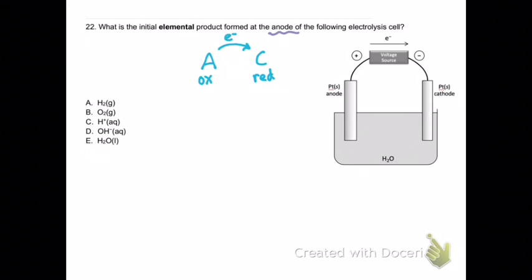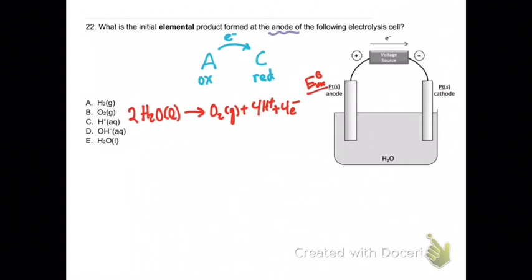So, what we're going to do is look at the oxidation potential of water. So water, H2O liquid, can be oxidized. And the oxidation reaction that we use for water forms O2 gas, 4H plus, and releases 4 electrons, and this comes with a price tag of negative 1.23 volts.